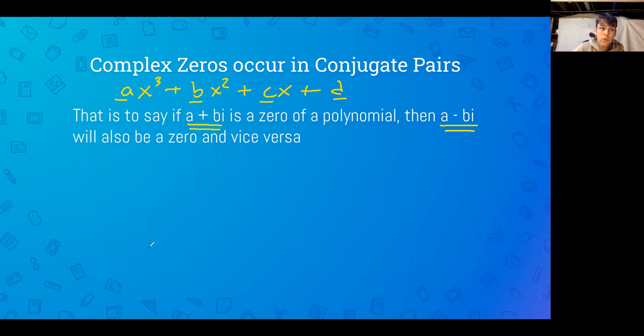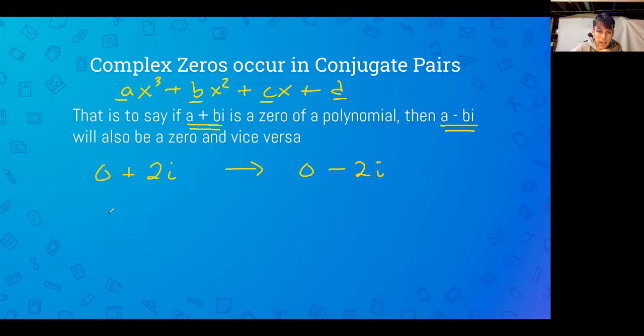That's also true for purely imaginary numbers. So if we have a root of 2i, that means that negative 2i will also be a root. That's because as a complex number, this is written as 0 plus 2i, which means 0 minus 2i will also be a solution, right? It's the conjugate of that.